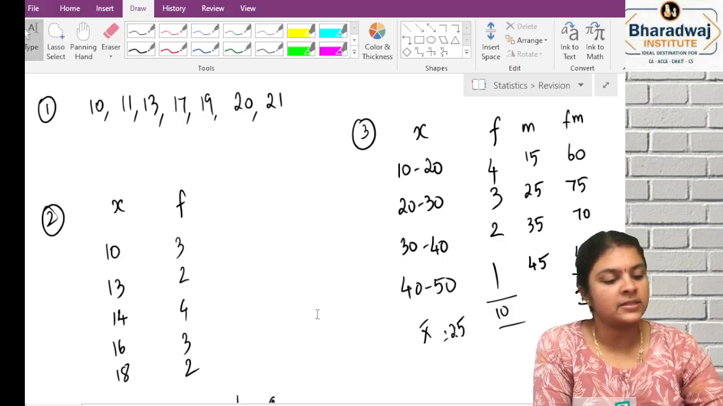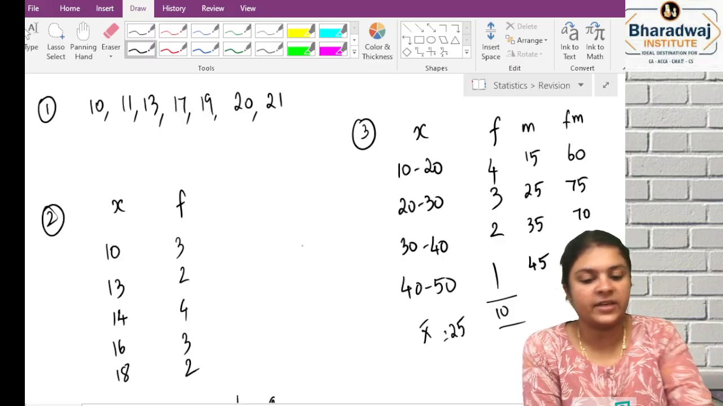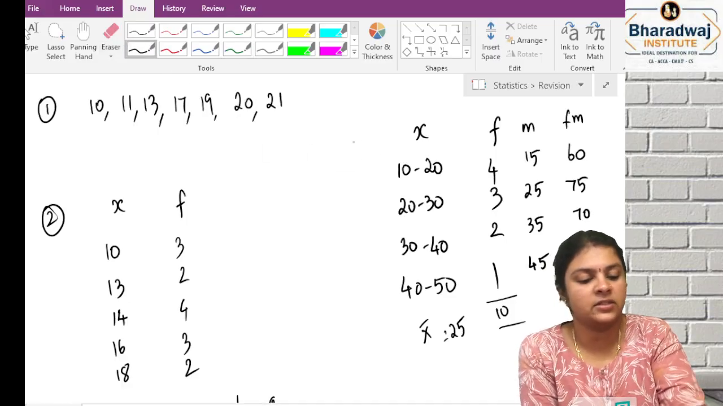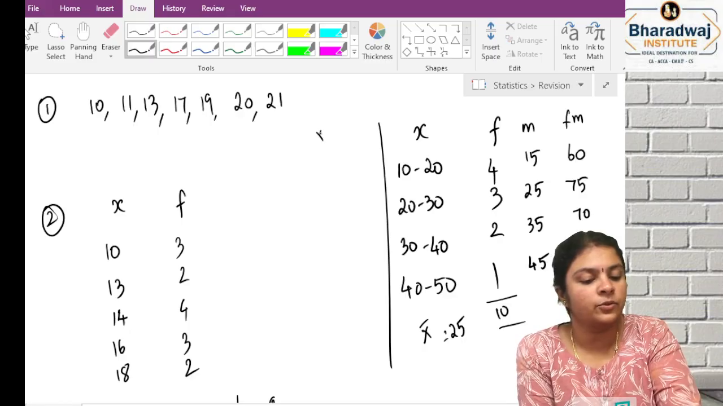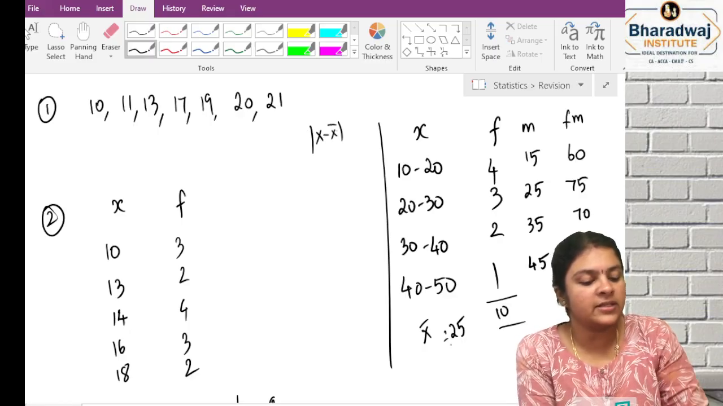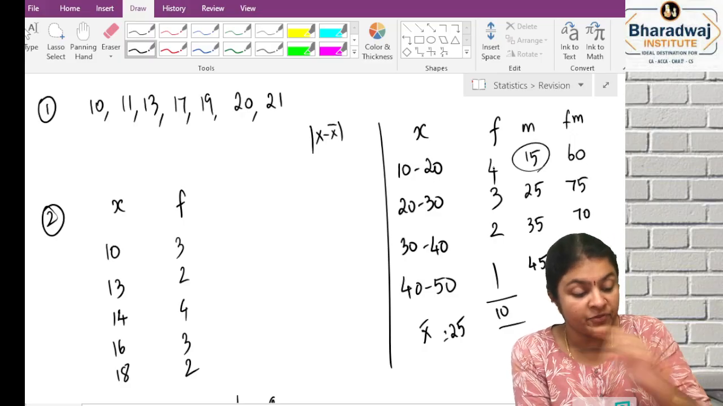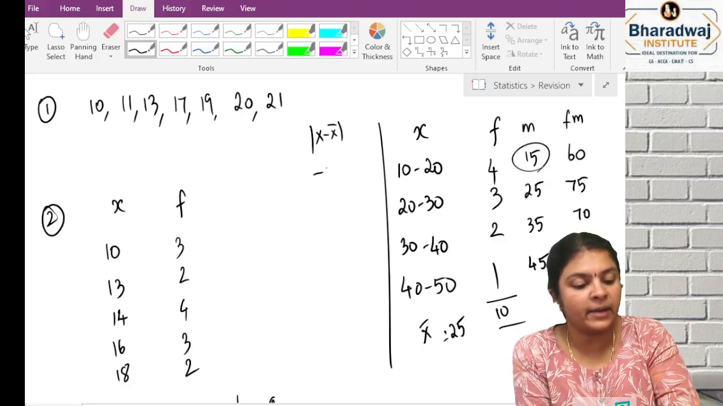Yes, ma'am. So now we do modulus of x minus x bar. I am doing it in this column, left side, just so that it's there on the same page. So x minus x bar modulus. 25 minus mid value: 15 minus 25 is minus 10, ignore the sign. So 10, 0, 10 and 20.